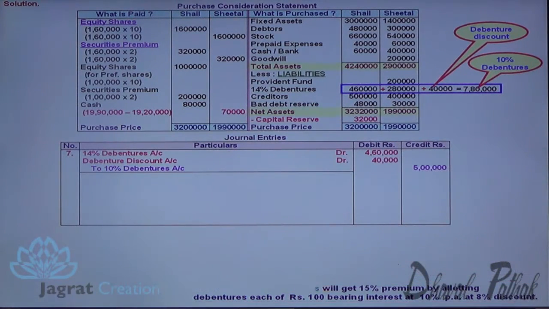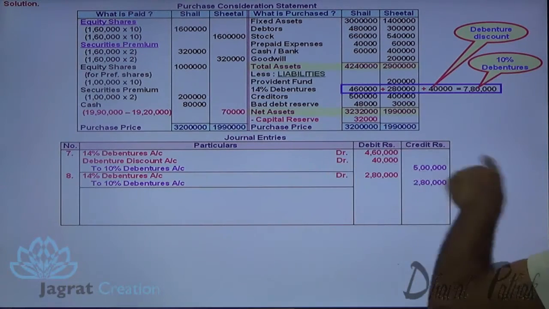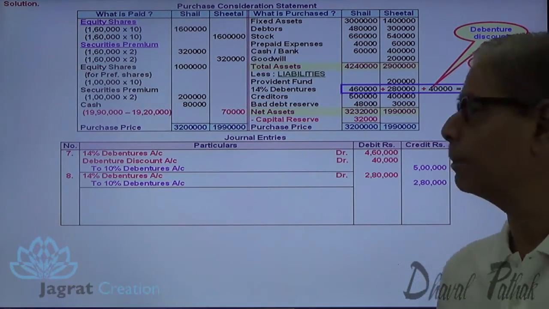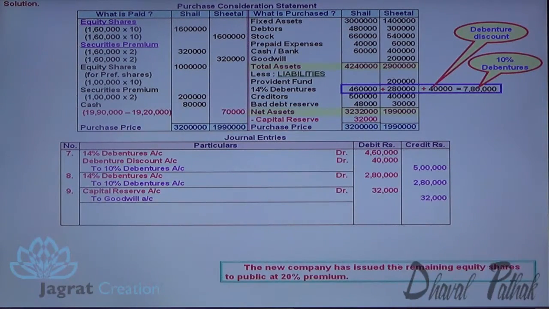In the same way, I want to write down another entry for 2,80,000. 14% debentures account debit to 10% debentures account credit. So these are the entries to be recorded over and above the entries that we have recorded for purchase of business. Now capital reserve is to be adjusted against goodwill. So capital reserve account debit 32,000 to goodwill account credit 32,000.